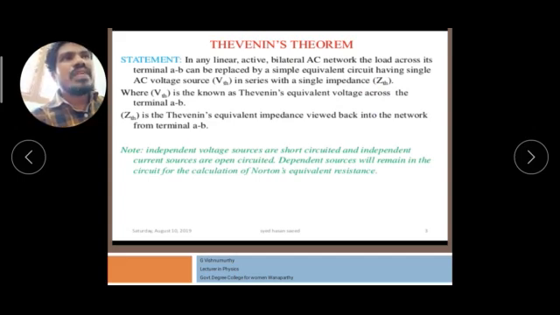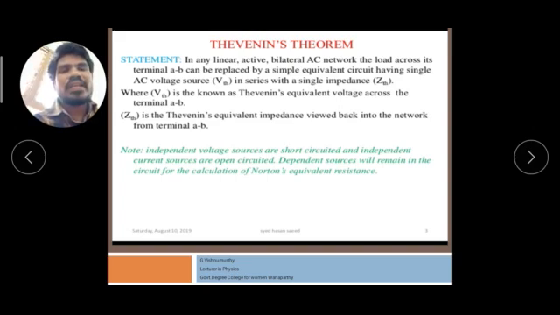From Norton's theorem, we will replace all the resistance with only a single resistance, that is Norton's resistance, and the sources are replaced with a single current source, that is equal to IN. But in Norton's theorem, the RN is parallel to IN. But here in Thevenin theorem, the impedance is connected in series with the Thevenin voltage.